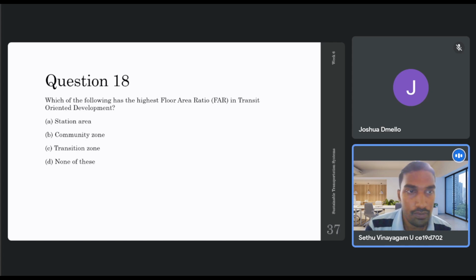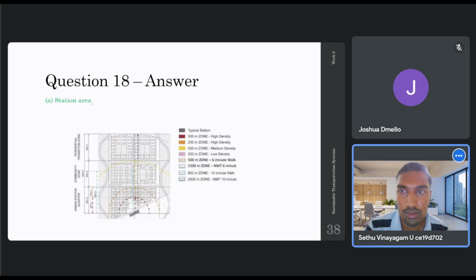Okay, so we have one more for option A, station area. So the right answer is also option A. It is the station area, right? So why is the station area having higher floor area ratio?